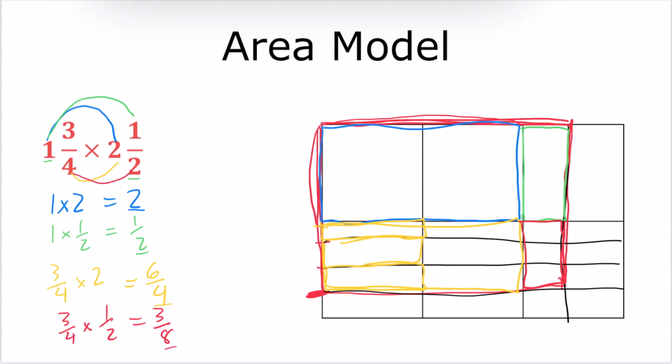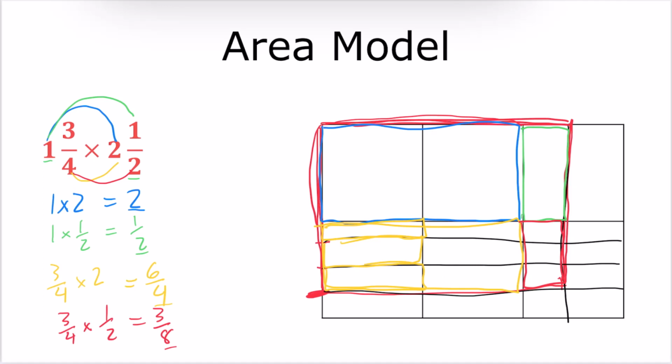And that gives me the area of the entire rectangle. And you might notice that this is very similar to the process that we do when we FOIL in algebra. The only difference is that we have whole numbers and fractions instead of variables and constants. But the idea is very, very similar. And then once you find the area of all of the little parts, then you just add it all together.